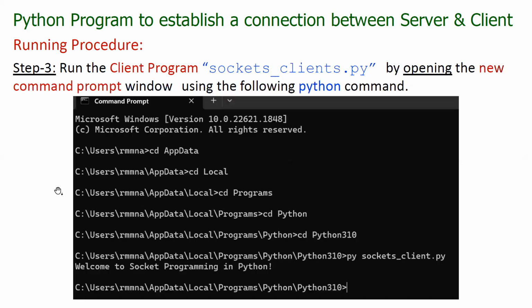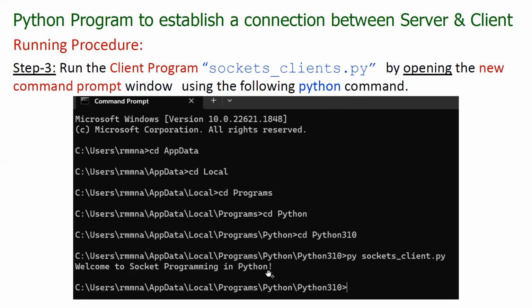Then you can minimize this command prompt window. Then what you have to do? Again you can open a new command prompt window. There again you can go to your current working directory and run your client program. Here the client program is sockets underscore client.py, again using the same command, py space sockets underscore client.py. So here in the client program you can see the output is displayed.